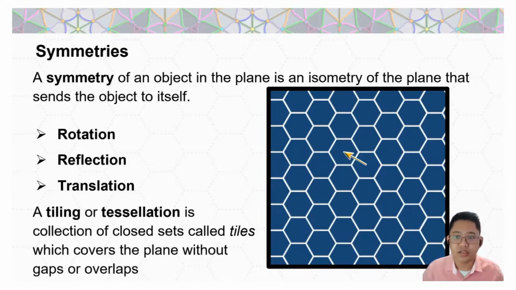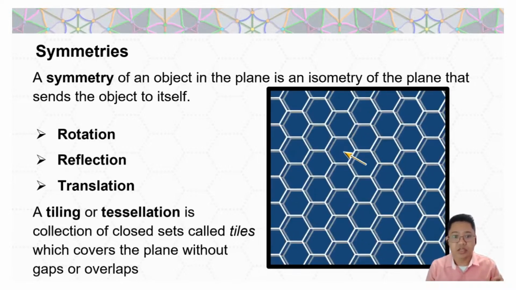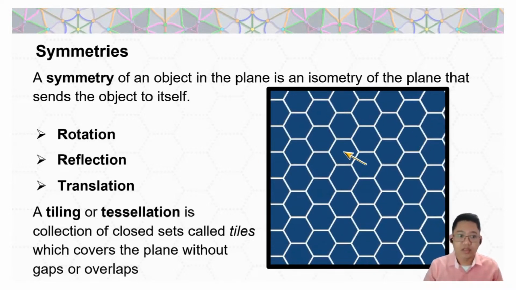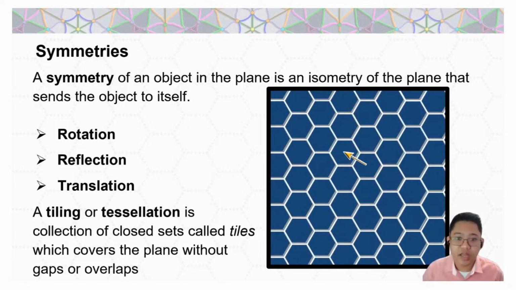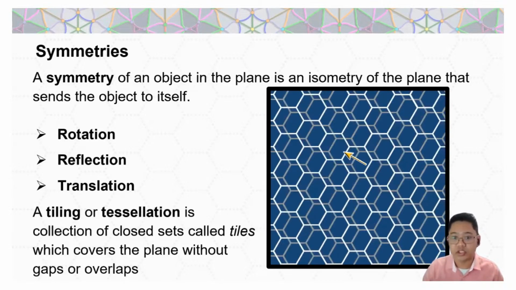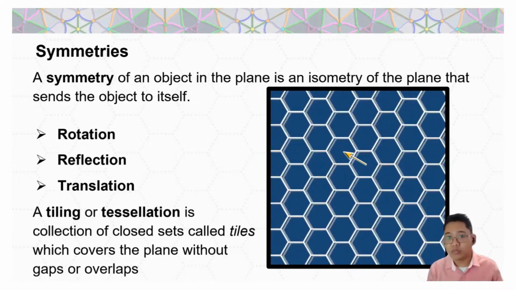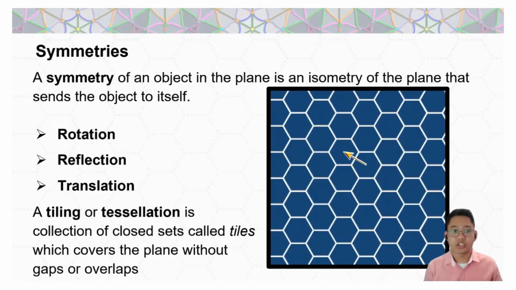It just means that you are shifting the tiling so that it's going to itself. So a translation is defined by a vector, and a vector is defined by a distance and a direction. The direction is telling you where to shift, and the distance is telling you by how much distance you are going to shift. Okay, so that is translation.